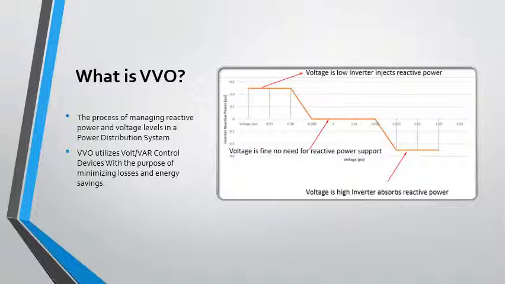As we can see here in this graph, we have three different voltage levels. One, when the voltage is too low, so the inverter needs to inject reactive power to satisfy the voltage level required. Then we have a steady voltage level where there's no need for reactive power to be supplied or absorbed. And we have a third level where the voltage is too high, so the inverter needs to absorb reactive power to satisfy that voltage level.